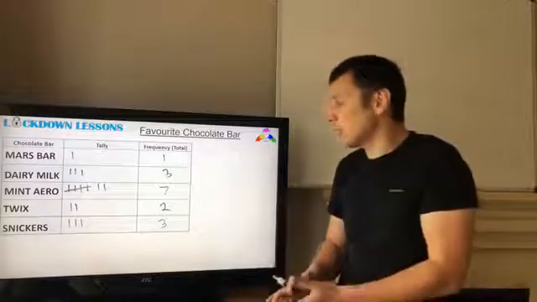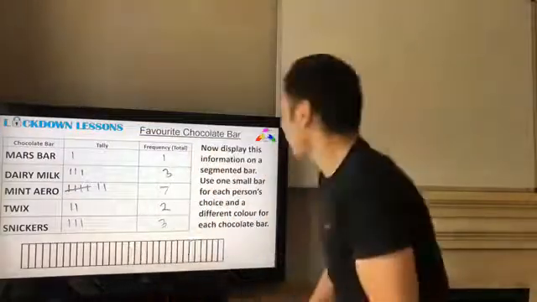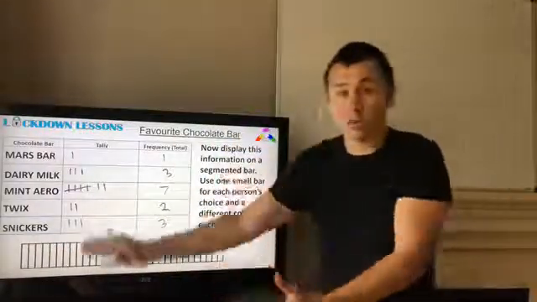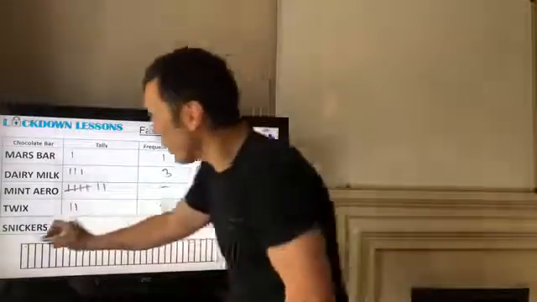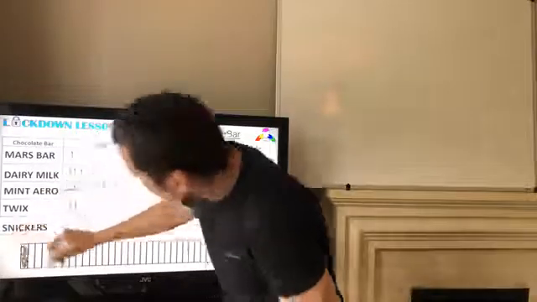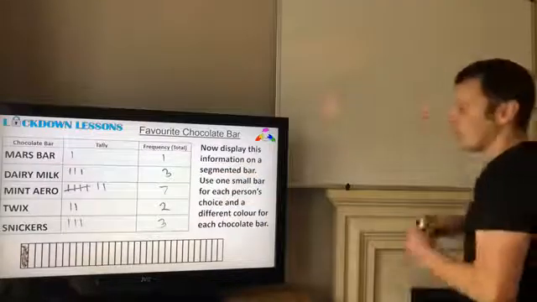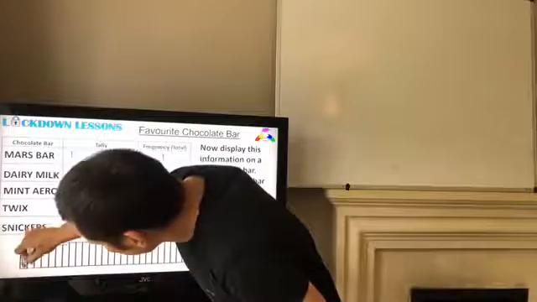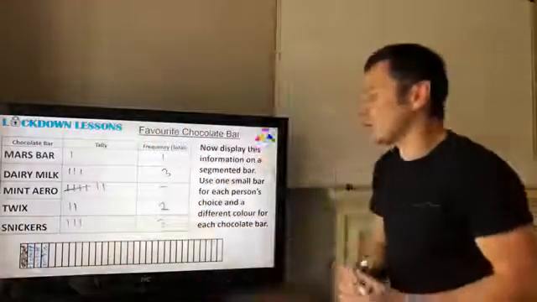So we're going to show this in a bar. Okay, and if you've got the bar printed out, you can do this at home. So what I want you to do is to display this as what's called a segmented bar. So it's a bar cut into lots of pieces, basically. So what you do is you choose a colour for Mars bar. So if I chose black for Mars bar, I could colour in my first bar black like that. So that's Mars bar done. I'll now go on to dairy milk, and I might choose a different colour for dairy milk. So for dairy milk, I'm going to colour in 3 bars blue or purple, whatever colours you want to use.